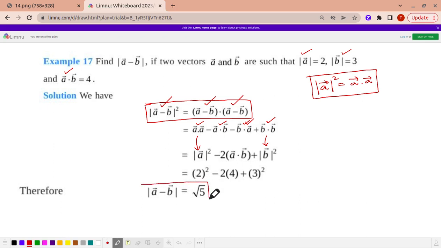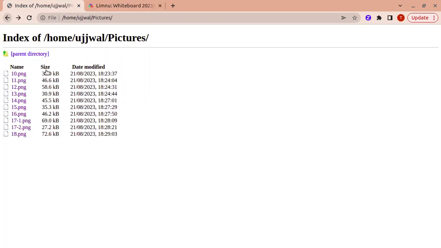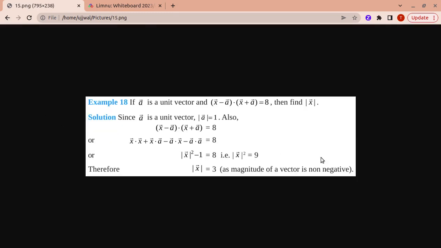So I hope you got it. Here we need to apply a little bit of our understanding based on this formula. This is the underlying formula, and we applied it on a vector called A minus B. Questions based on this are very likely to come in your board examination, so please take note of it and see the way it has to be done. Now let me go to the next question, which I am going to place in front of you.